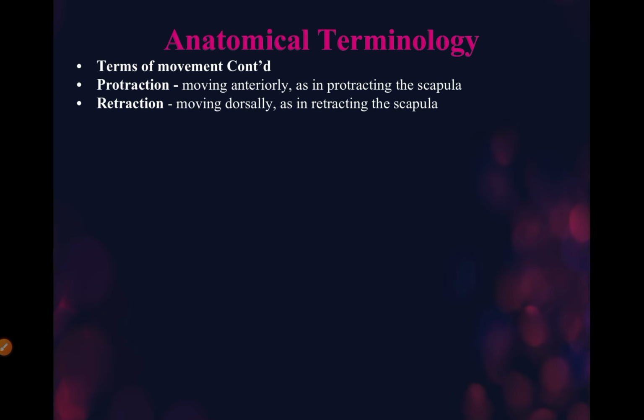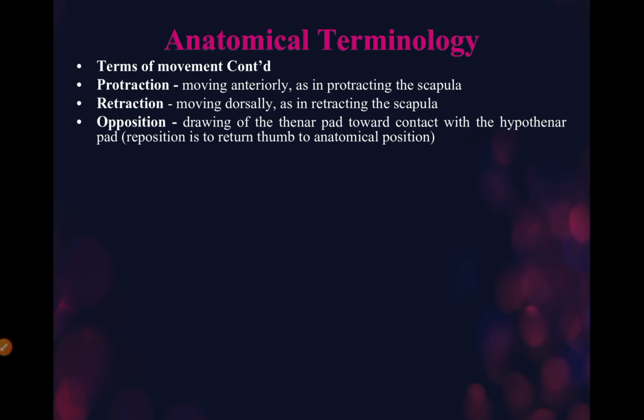So movement anteriorly, as in protracting the scapula. I'll show you a diagram to better explain all this. Moving dorsally, as in retracting the scapula. So we have opposition. In the anatomical position, the thumb is always in the opposite direction to the phalanges. That is opposition.